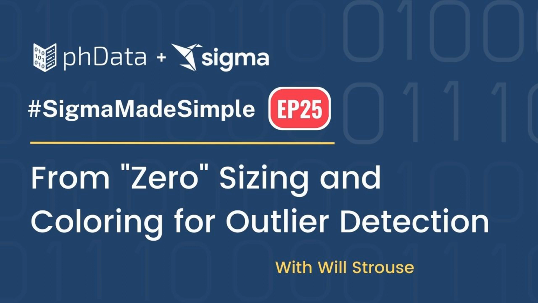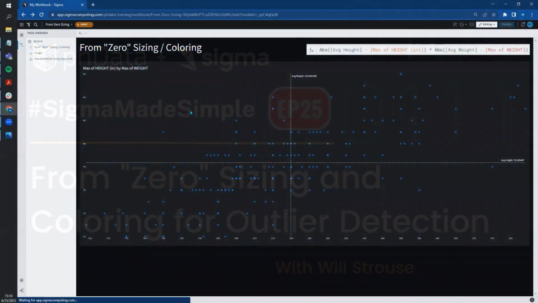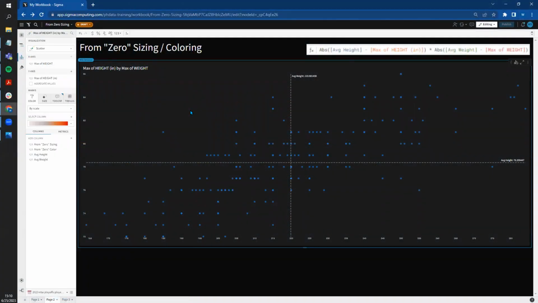Today's installment of Sigma Made Simple, I'm going to talk about one of my favorite formatting tips for scatter plots. Let me pull up a quick example here. The underlying data to this is NBA players' heights and weights, so you don't need to know anything about basketball. We're going to be talking particularly about scatter plots, but any marks or a calculation where you want to accentuate a distance from a central point versus creating a scale that goes in one direction. And I'll show you what I mean by that.